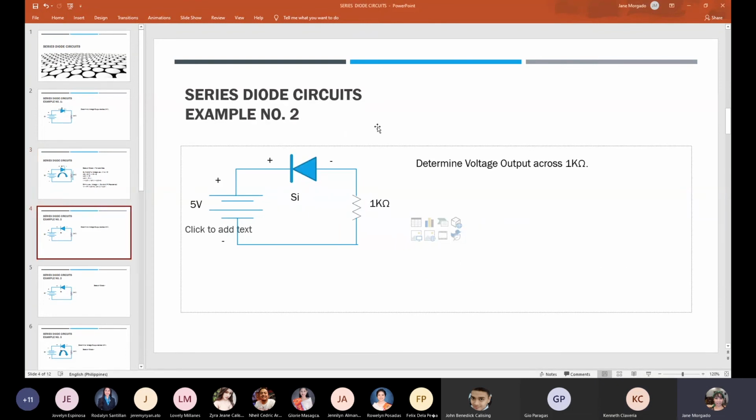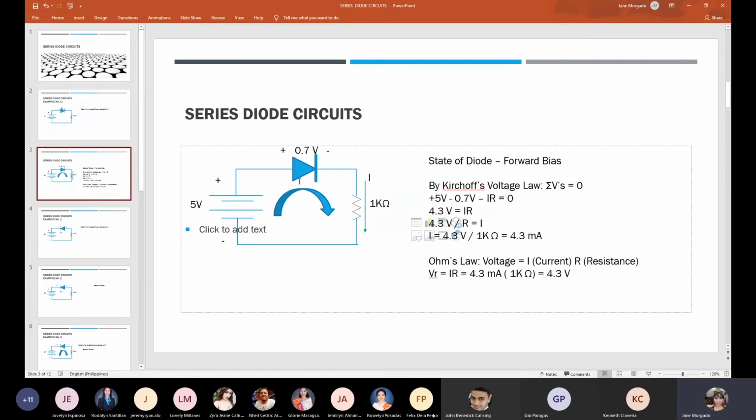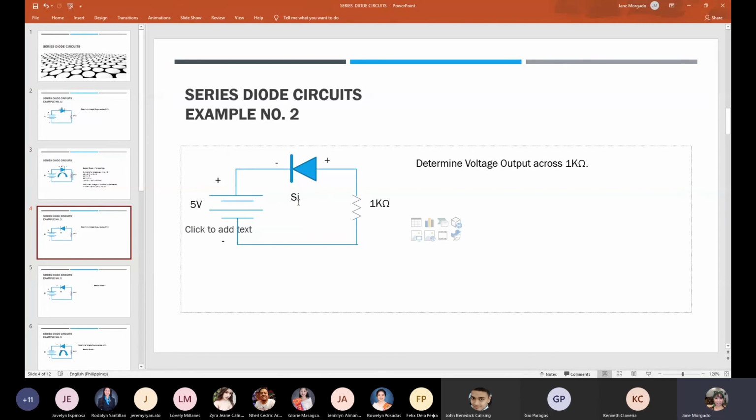So we have series diode circuits number 2. Ano pinakaiba niya sa 1? Baliktad. So, it appears na binaliktad natin yung diode dito, no? Ayan. So, same question. Determine voltage output across 1K. Ang pinagkaiba niya is direction of the diode. Okay. So, baliktad. Anong gagawin natin dito?